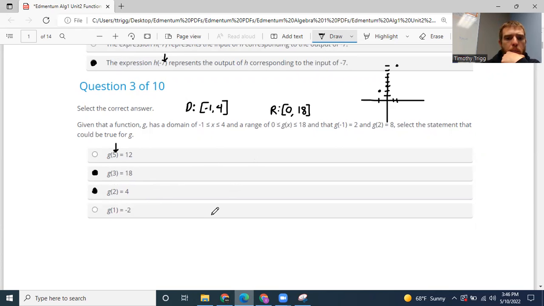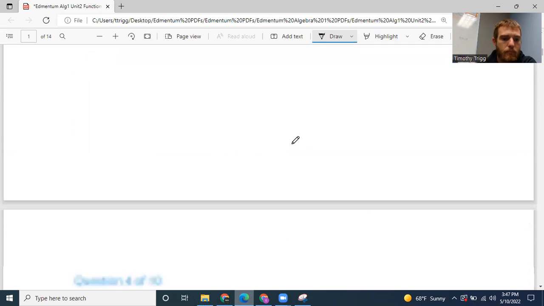Select the statement that can be true. Oh, actually, this one can't be true. All right, this is a tricky one. But notice it says g of 2 is 8. So you can't have g of 2 being 8 and also have g of 2 being 4. So this is wrong, because you can't have an input of 2 and have 2 different outputs. Okay, we learned that in the last lesson.